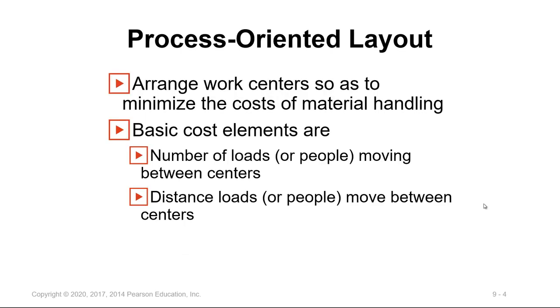In a process-oriented layout, work centers are arranged in a way to minimize the costs of material handling. And this is what we said before. Material handling cost is the most important part of the layout of the facility. The basic cost elements in such a layout are the number of loads or people moving between centers and the distance between those centers. This is what determines the cost of material handling between these departments.